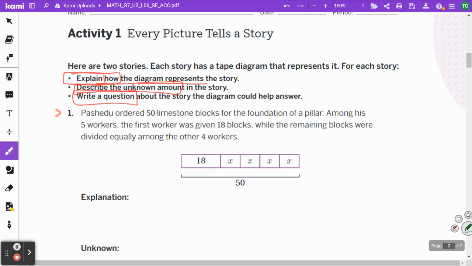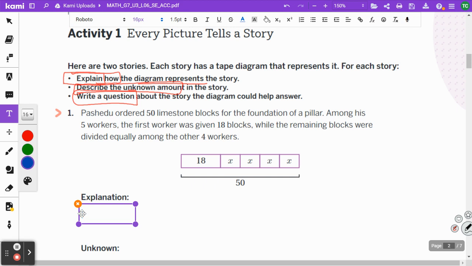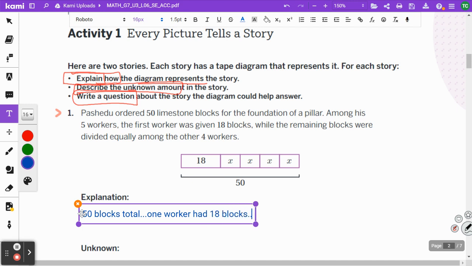Okay, so let's go ahead now to texting right now. Explanation. What do I see in the pictures? Well, 50 blocks total. One guy, one worker, had 18 blocks. And then there's 4 workers with X blocks each.